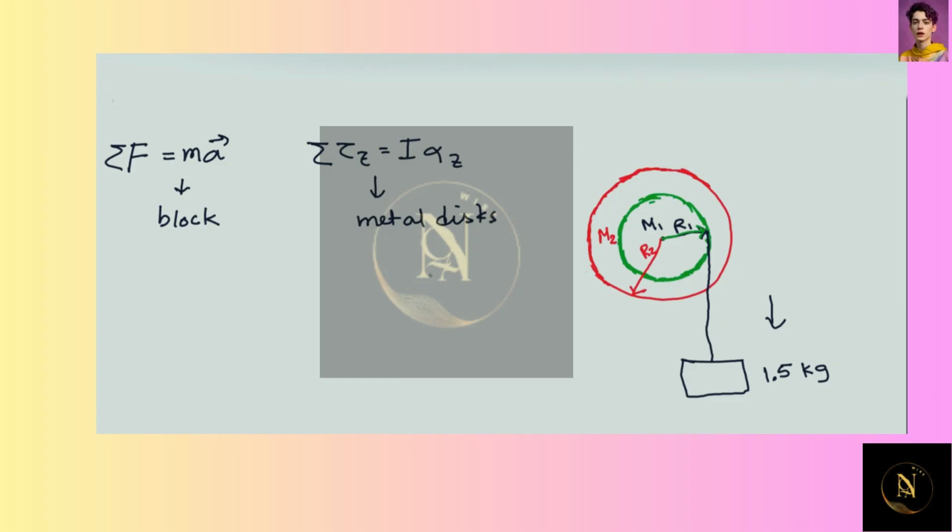So together the combined moment of inertia is the moment of inertia of the smaller disk plus the moment of inertia of the bigger disk. And we know that I for a metal disk is half mr squared, where m is the mass and r is the radius. So combining that here, we get the total moment of inertia as 2.25 times 10 to the power minus 3 kg meter squared.